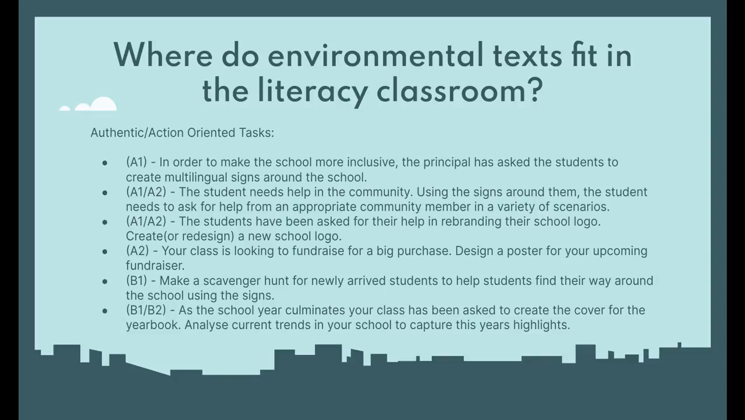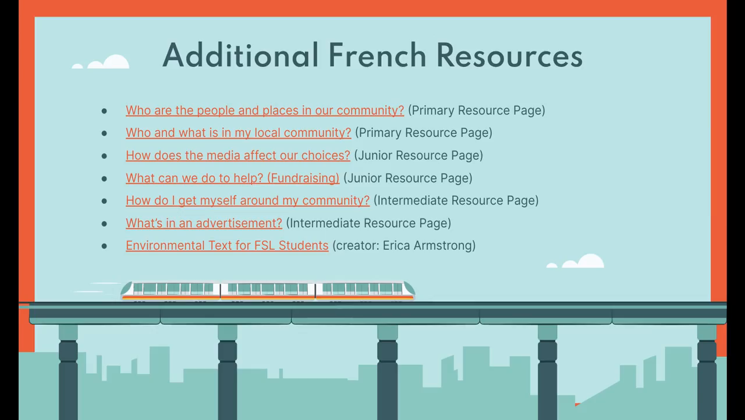What are the symbols? What are the signs that they're seeing around? Then they could be adding text to them in French, English, or additional languages to help add a little more information. Similarly, for needs help in the community, they're looking at the signs that are around them. What are the signs and symbols around in their community? They could also be looking at logos and redesigning them, different product labels, what are the fonts and colors that are used. I've put a list here of additional French resources as well.